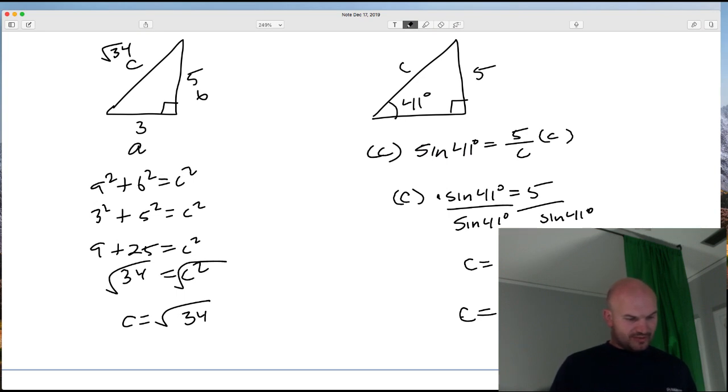Actually, let me just double check one more time. Yeah, I'm good. So I'll do 5 divided by the sine of 41, and I'm getting 7.62. I'm just going to round that to the nearest tenth: 7.6.